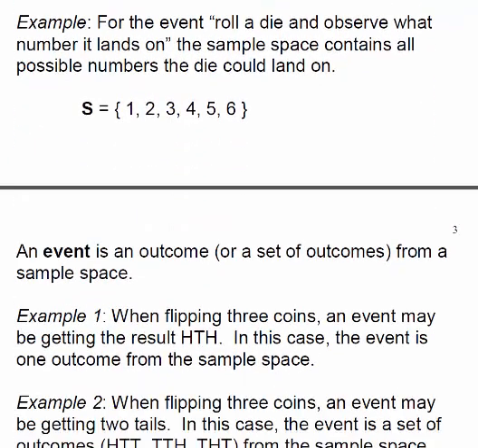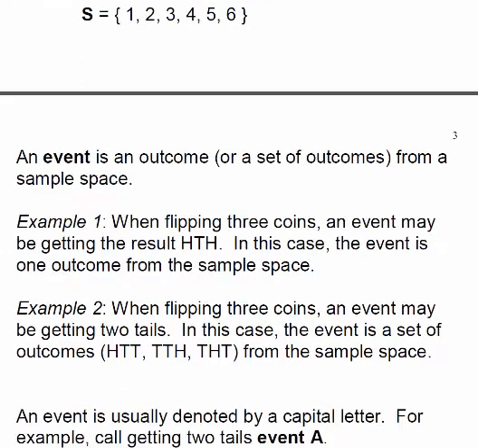Okay, next, an event is an outcome or a set of outcomes from a sample space. So when we say this event happens, it's something that would have been inside the braces. So if we look at the very top of the page, the 3 is an event. That is an event that would occur, and it's listed in our sample space. In example 1, when flipping 3 coins, an event may be getting the result H, T, H, heads, tails, heads. In this case, the event is one outcome from the sample space.